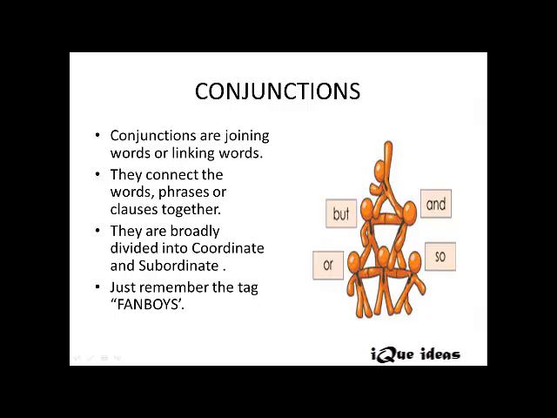Conjunctions are broadly divided into two: coordinate and subordinate. Coordinate conjunctions join two independent clauses. Subordinate conjunctions join a dependent clause to an independent clause. Clauses are nothing but they're almost like sentences to make it easy for you.